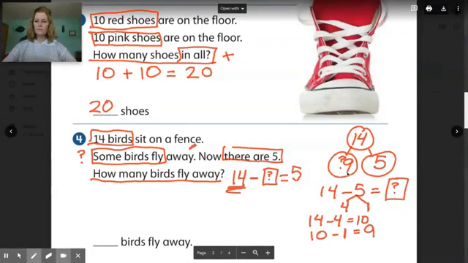Excellent job. 9 plus 5 is 14. 14 minus 9 is 5. 14 minus 5 is 9. Awesome. How many birds flew away? Yep, 9 birds flew away. That's a lot of birds to fly away. I wonder why they flew away.